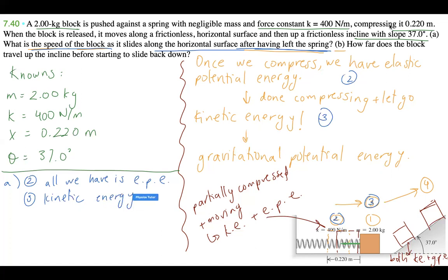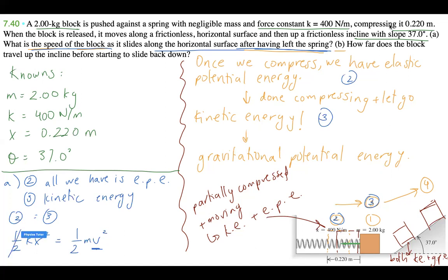We know that because there's no friction in the system, the energy at 2 and 3 are equal to each other. So half of kx squared, which is the elastic potential energy, is equal to half of mv squared. And what we're solving for is the speed. So what do we have to do? Well, we have to isolate for v.